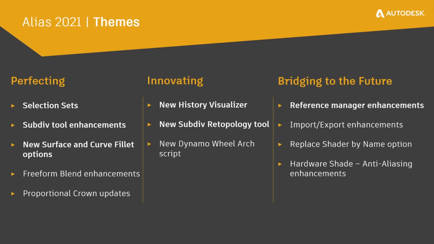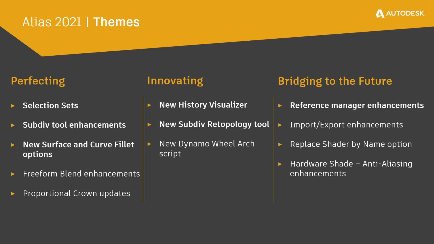Perfecting is all those things that users want every day and the things that really matter. So selection sets, bring those back in to use them in the modeling paradigm. A lot of enhancements to SubDiv workflows, refining things but adding some major new functionality with things like the retopology tool for working with scan data. New surface and curve fillet options, and you can see a long list of other things.